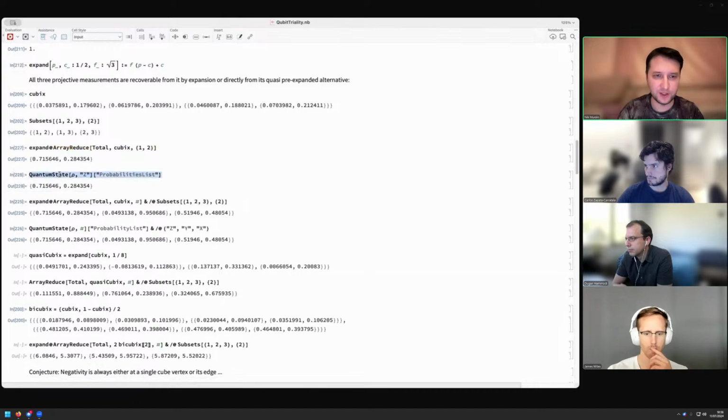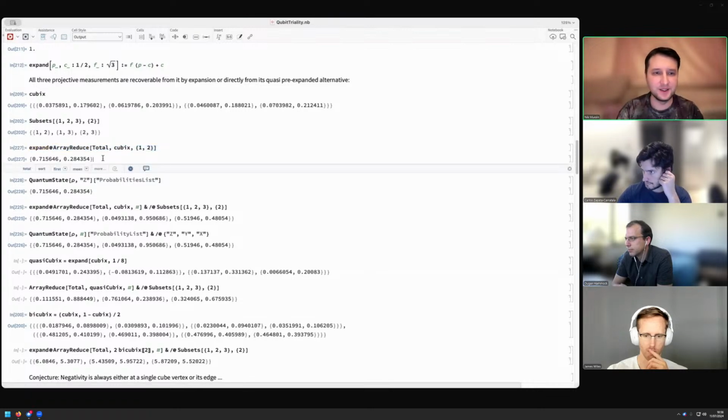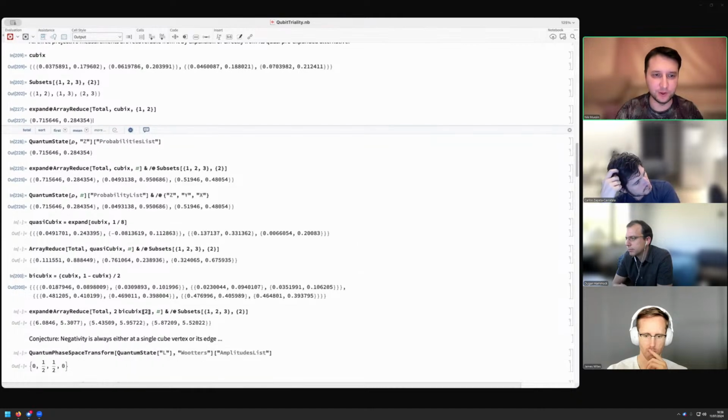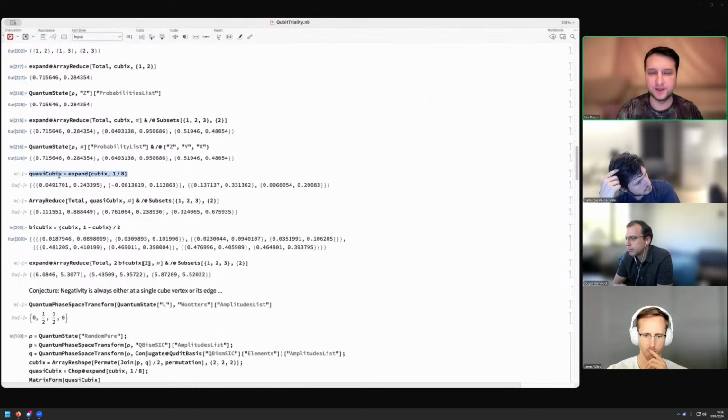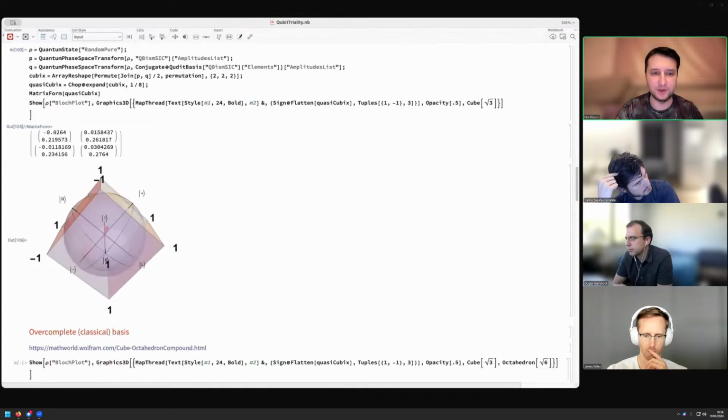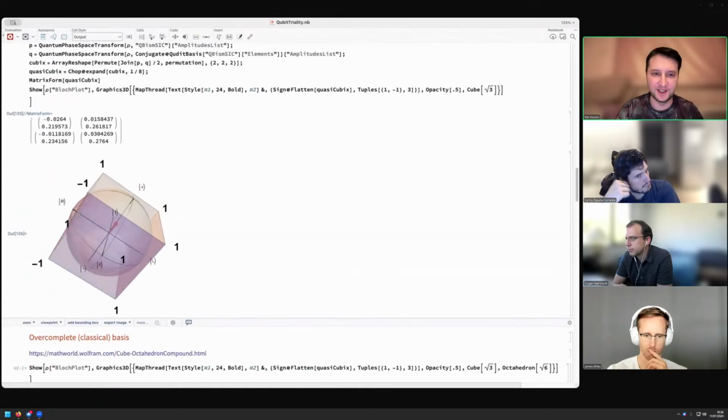Essentially, the probabilities of measuring this qubit in the Z basis are the same as just reducing this particular qubit, computing the marginal and expanding it a little bit, or reducing the basis. The Cubix collects all the probabilities, so it knows about all of them in a natural way. But you can also do the quasi-Cubix. That's what this picture is all about.